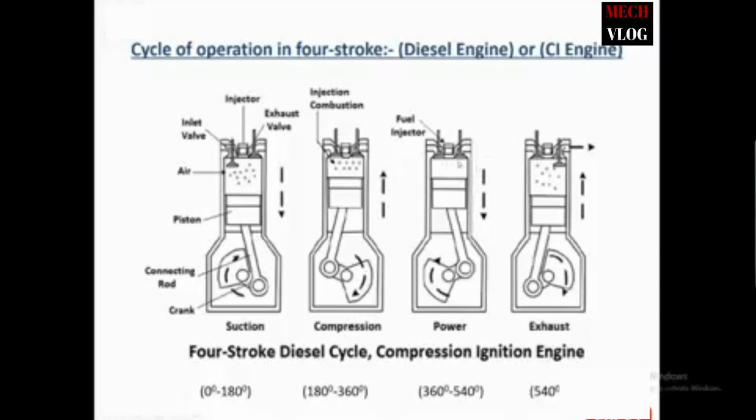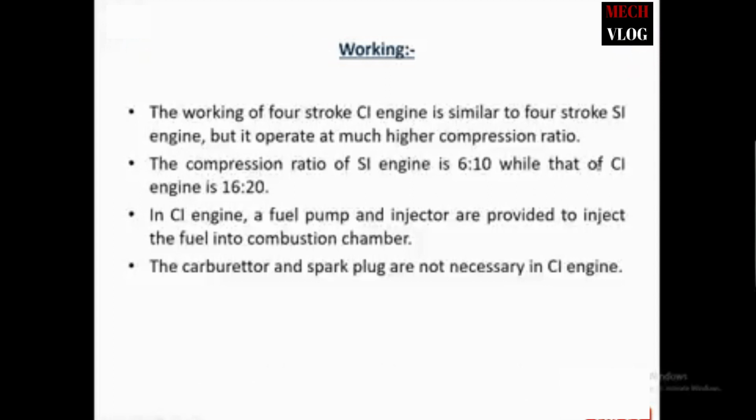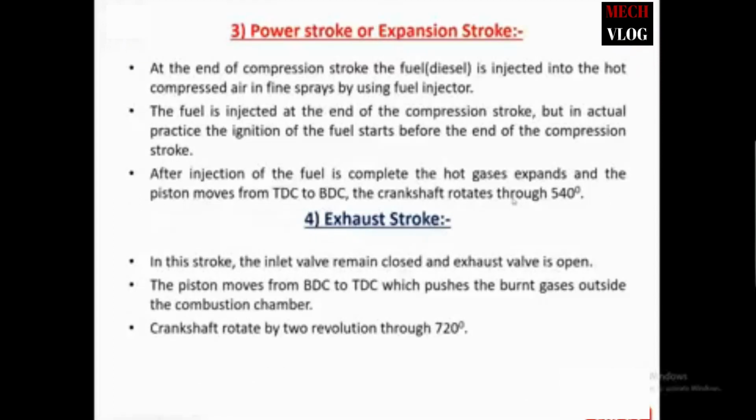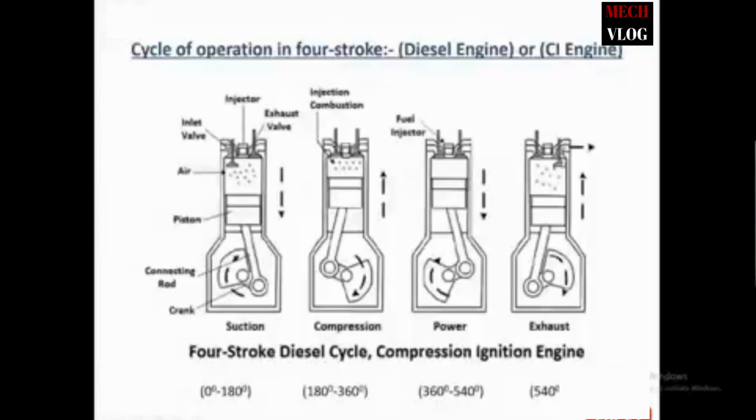What happens in the power stroke? The fuel injector sprays the fuel as a fine spray, and due to the high temperature and pressure, it ignites, and due to that the piston moves downwards. So the power stroke is produced. The last one is the exhaust stroke. The piston moves from bottom dead center to top dead center, while pushing the combustion gas outwards through the exhaust valve. So this is all about the cycle of operation in the four-stroke diesel engine.